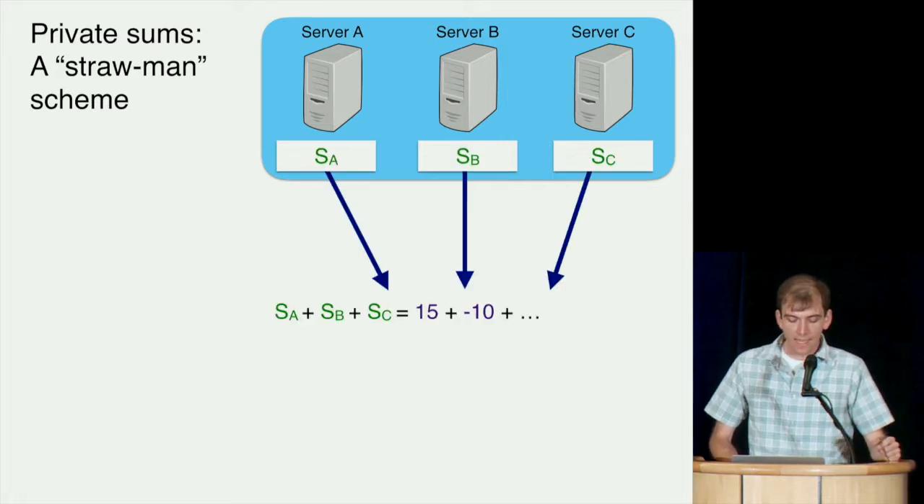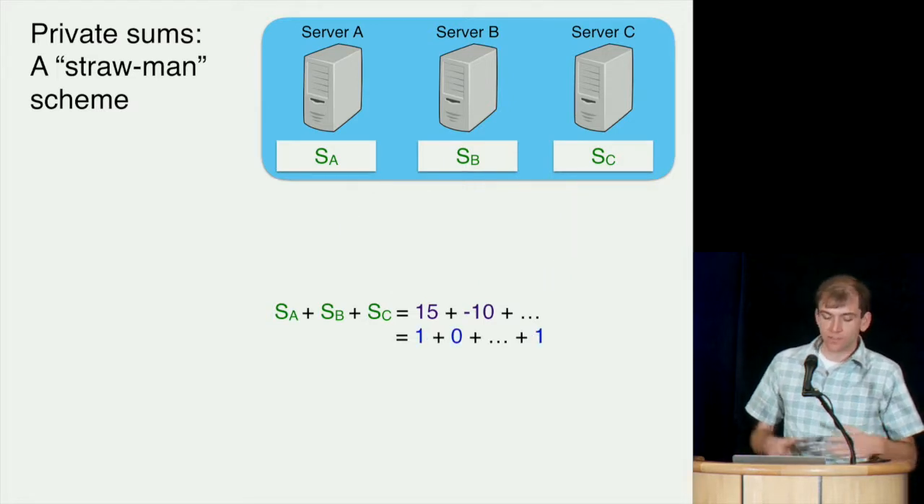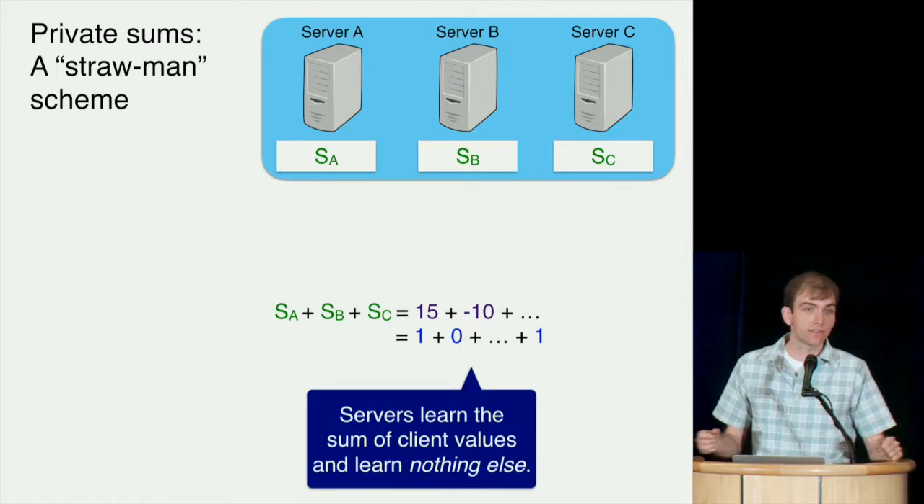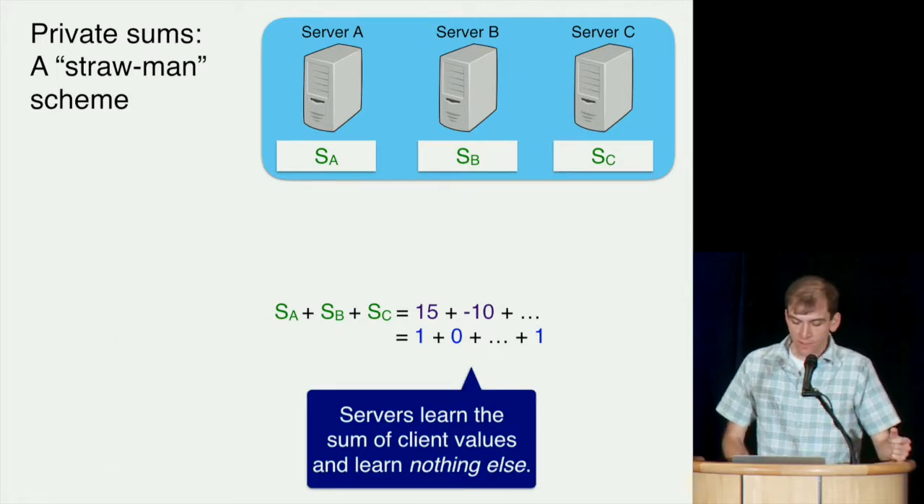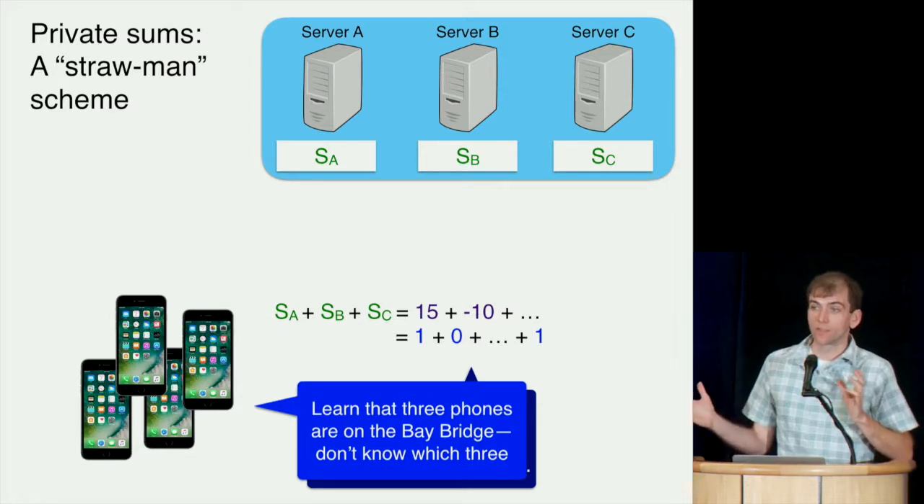After a bunch more clients do this, the servers can just publish their accumulators at the end of the day, and all of the randomness of the secret sharing scheme will cancel out, and they'll be left with just the sum of the clients' private values. So at the end of the day, the servers learn the sum of these values and they learn nothing else. So in the example, you could imagine the servers learn that there's 3 phones on the Bay Bridge, but they don't know which 3 of the phones are there.